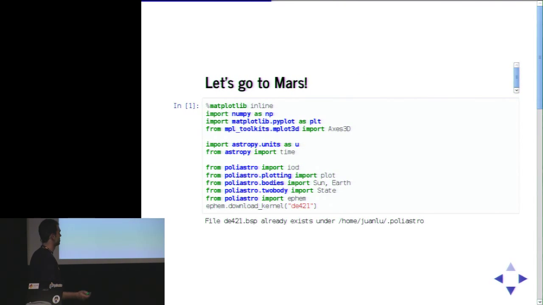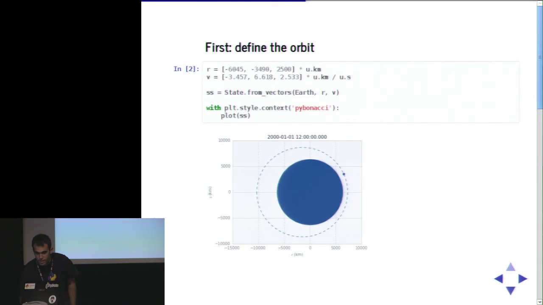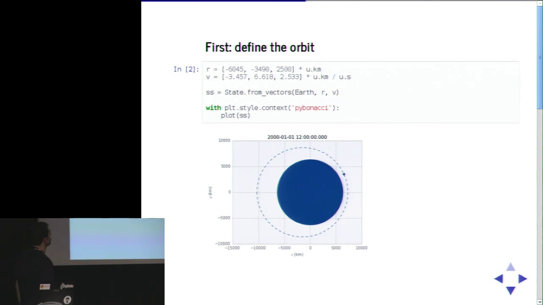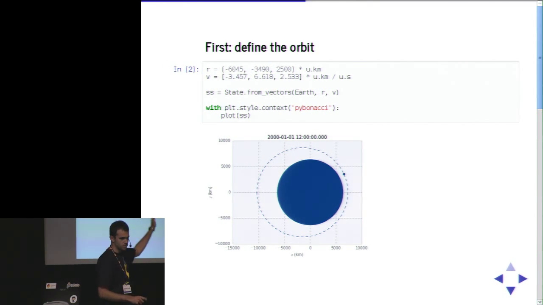So let's go to Mars. These are some imports that we have to make. This last line over there is to download some file from NASA, which will tell us the positions and velocity of the planets. First of all, we have to define the orbit. To define the orbit, we need the attractor, which is the Earth, the Sun, or whatever. We need the position, and we need the velocity. So we give those. We use the AstroPy units module to give that in kilometers and kilometers per second.